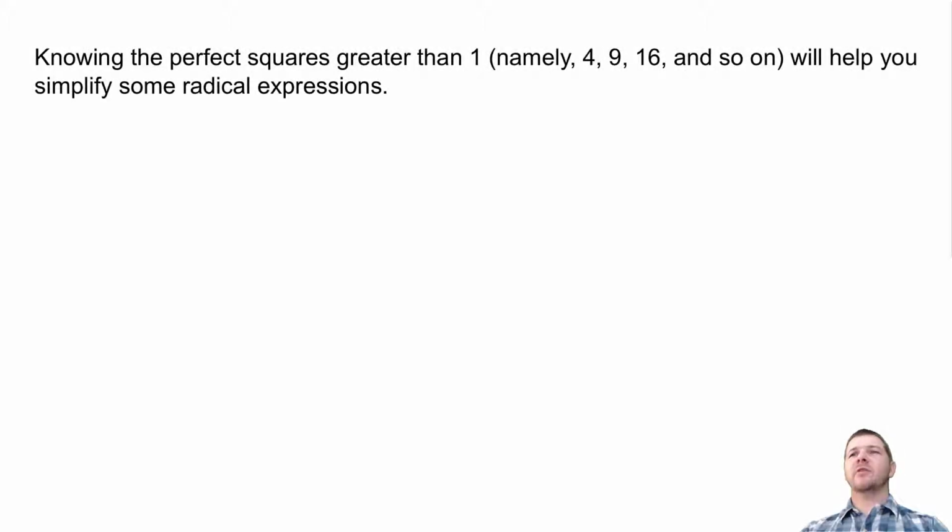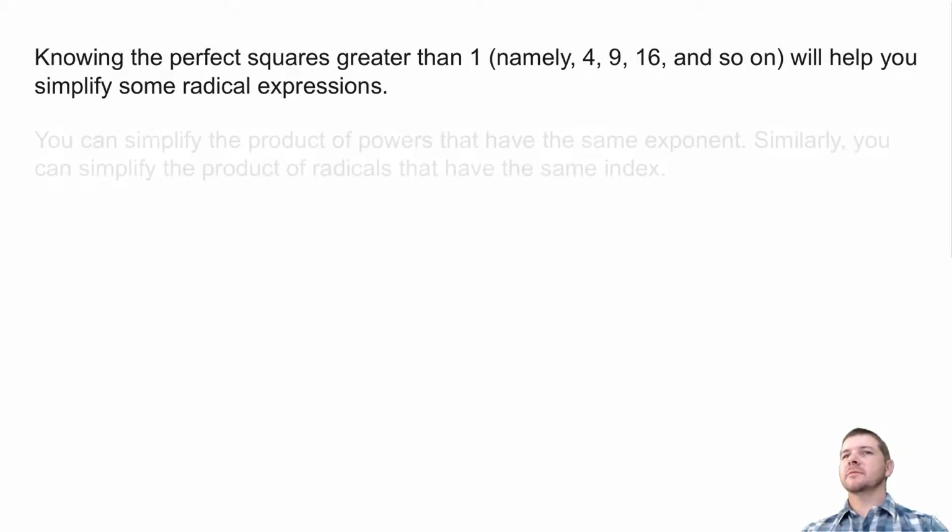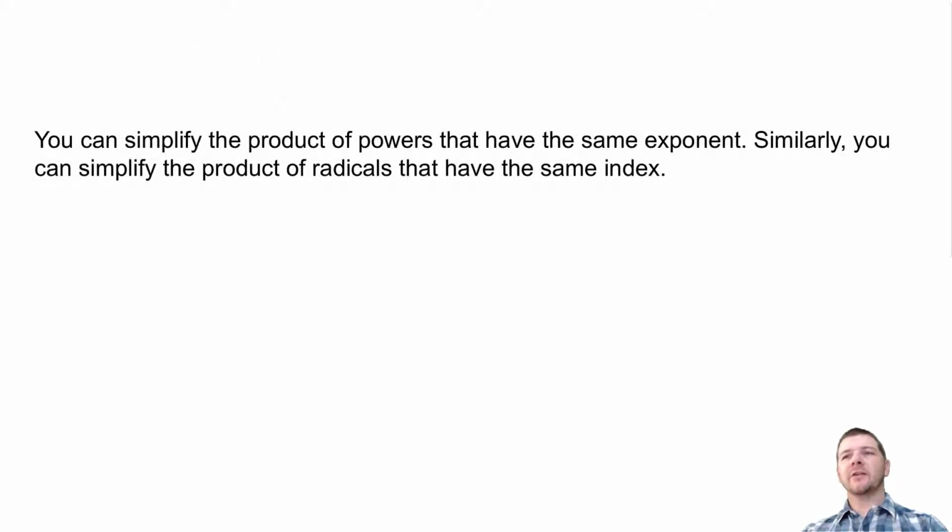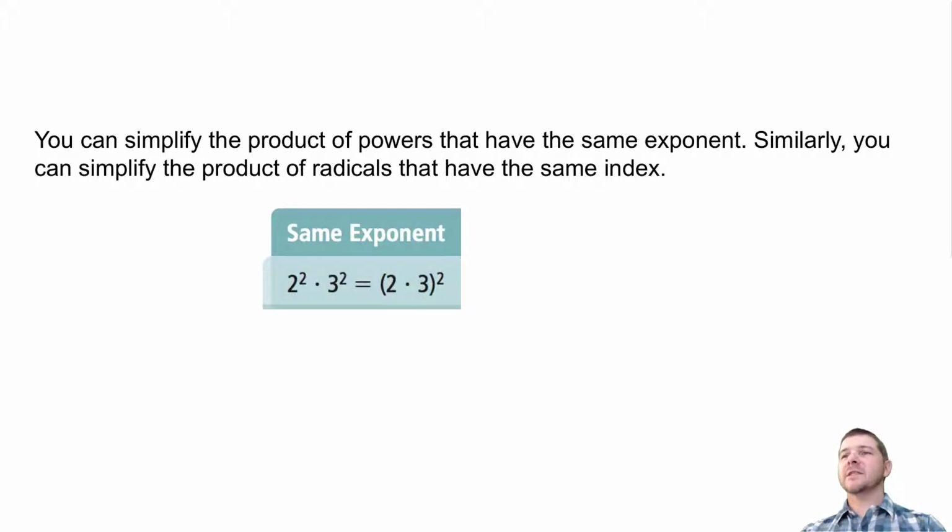Knowing the perfect squares greater than 1, namely 4, 9, 16, and so on, will help you simplify some radical expressions. You can simplify the product of powers that have the same exponent. Similarly, you can simplify the product of radicals that have the same index. For example, on the left, with the same exponent, we have 2 squared times 3 squared, the same exponent of 2. That can be rewritten as the product 2 times 3, squared.